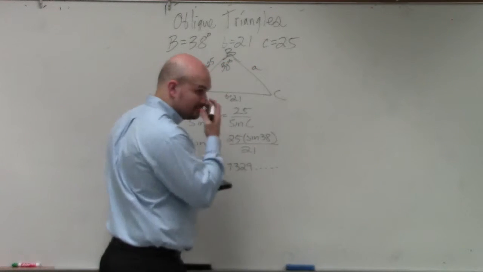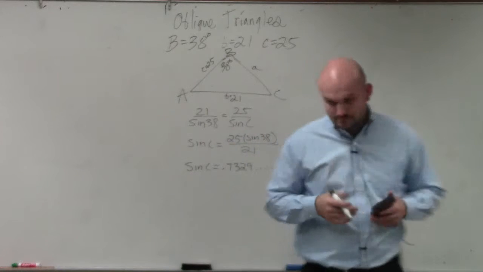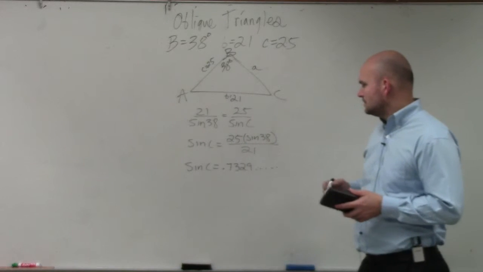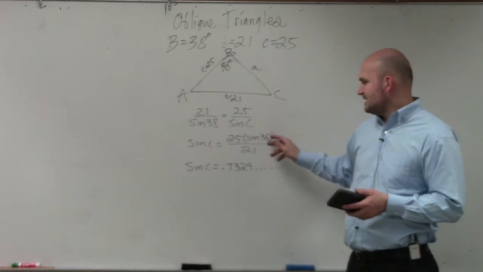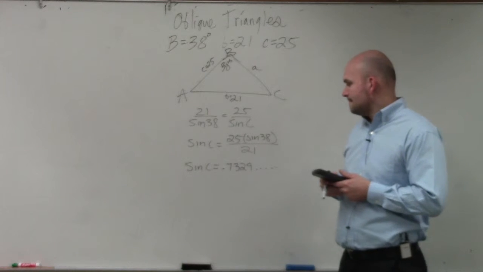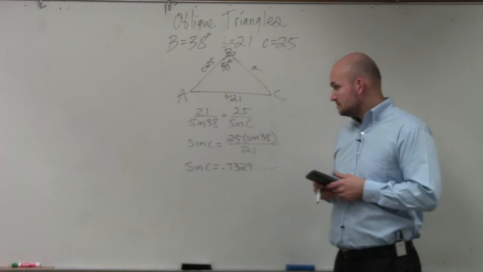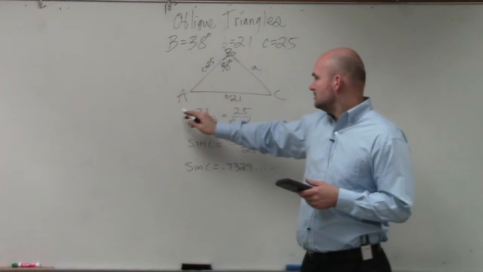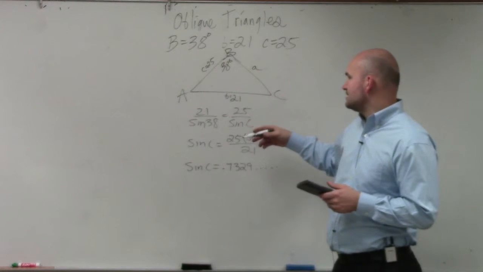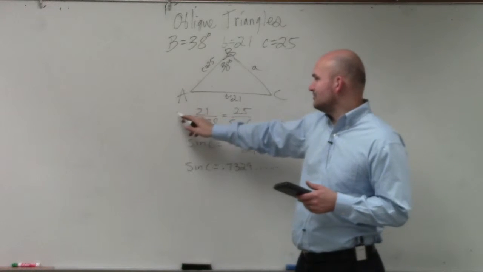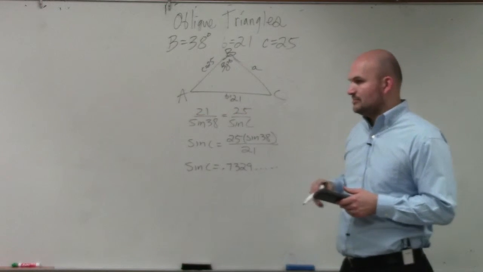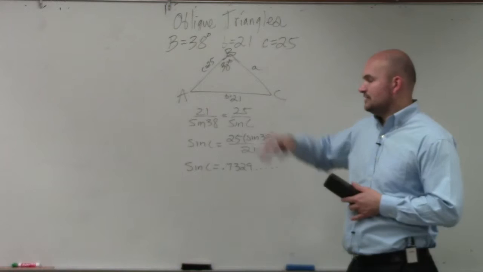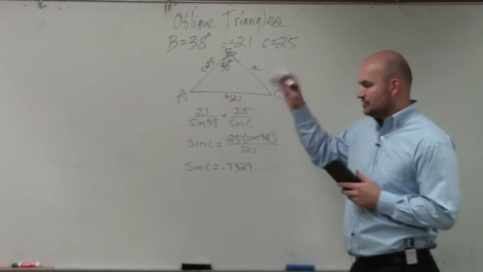Would you multiply by sine of C, or sine of 38? I did 25 times sine of 38, and then divided by 21. When you solve, did you multiply by sine of C on both sides, or sine of 38? Yes, you multiply by sine of C. You've got to multiply by sine of C on both sides, and then multiply by the reciprocal on both sides. I can show you over there. I'll show you.